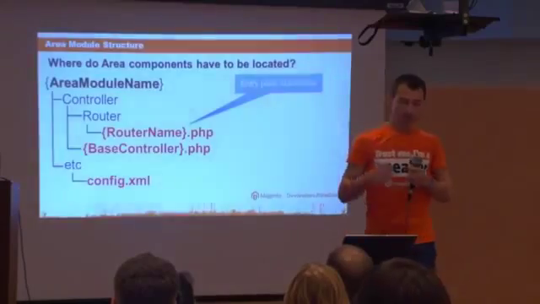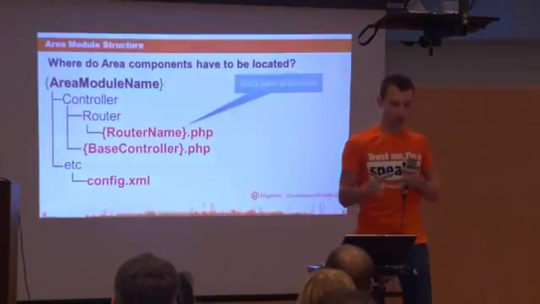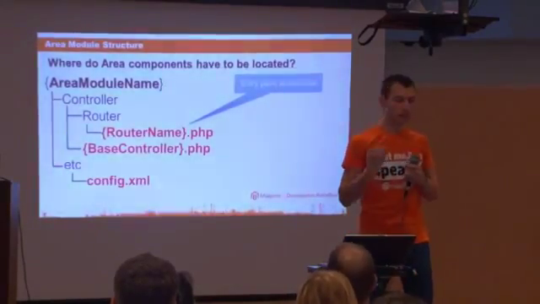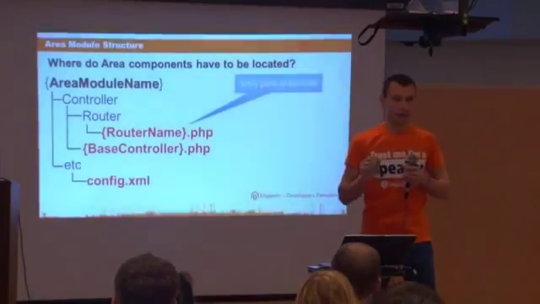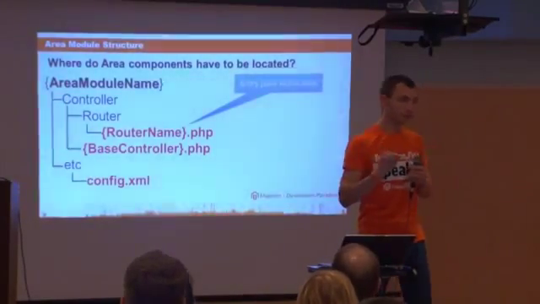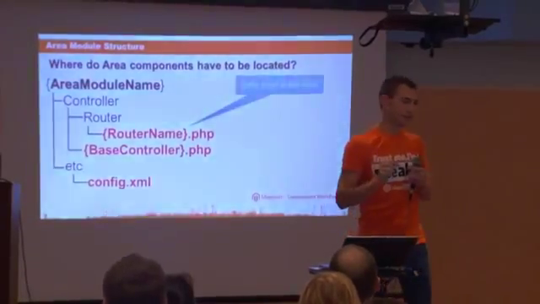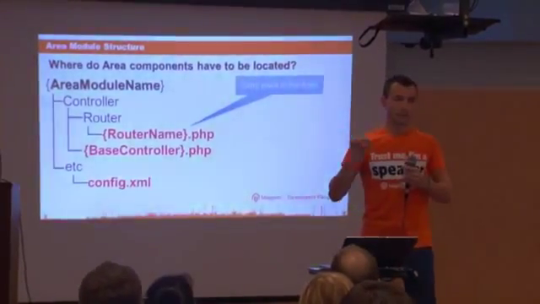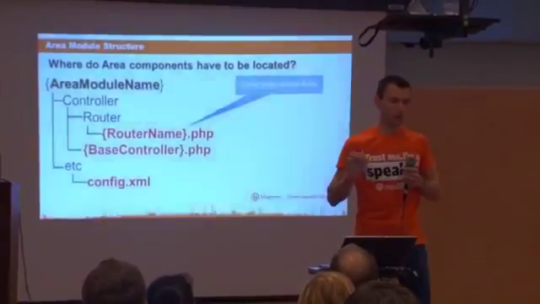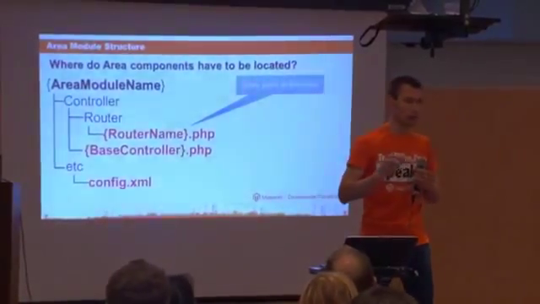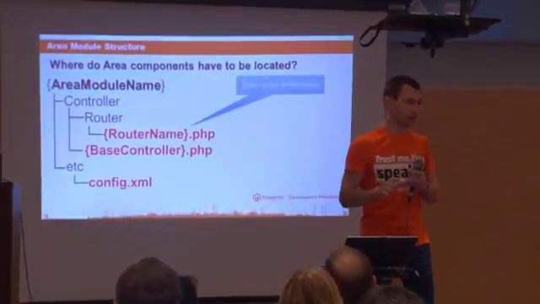The first one is the router. Each area has to have a router. The router is an entry point to the area. If this router is excluded from configuration, in this case we can easily say that this area isn't accessible. None of the area controllers, none of the area view resources will be accessible at all.